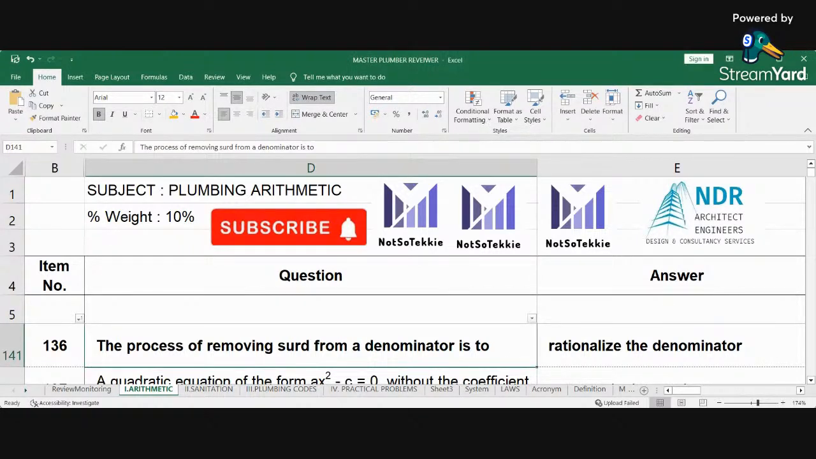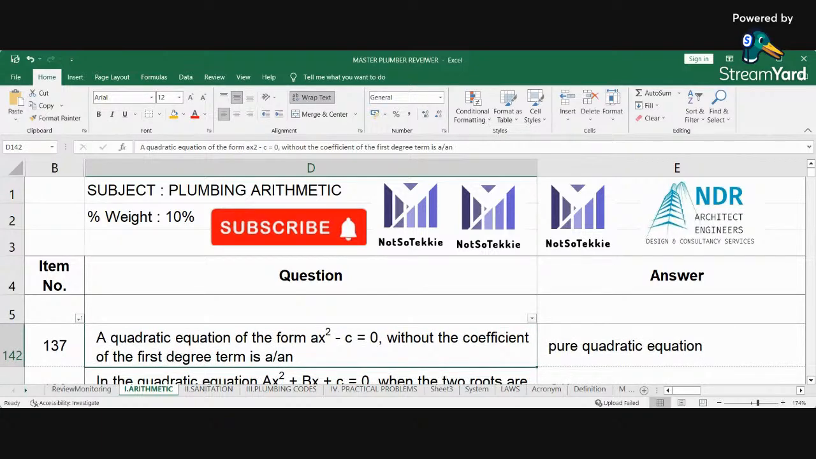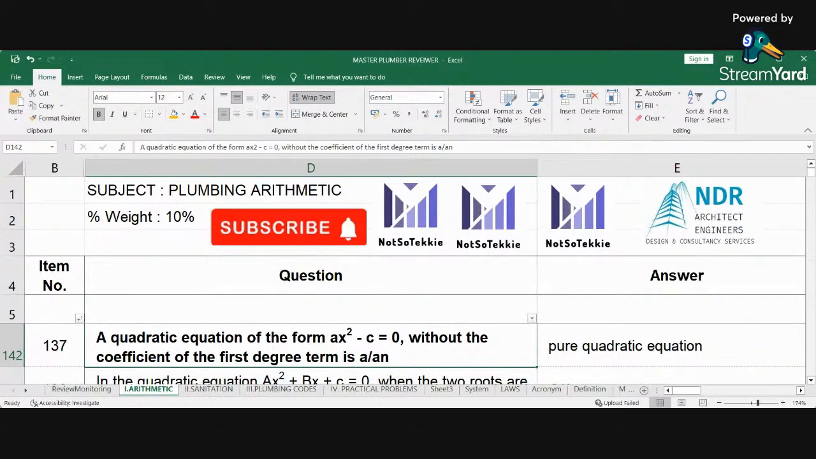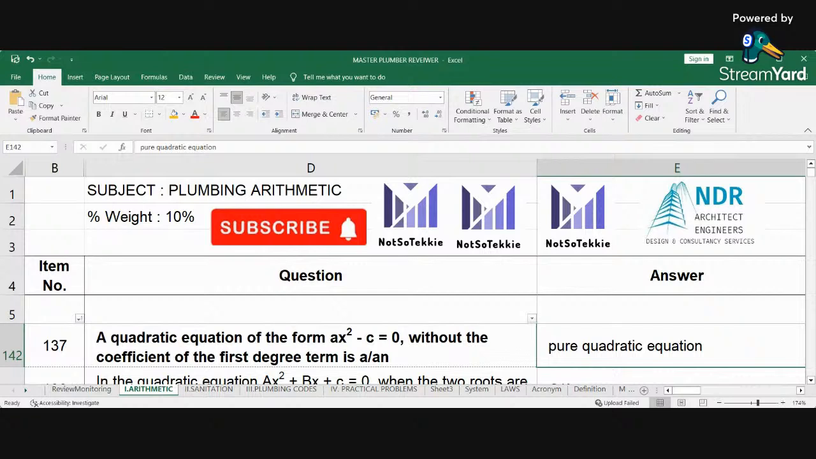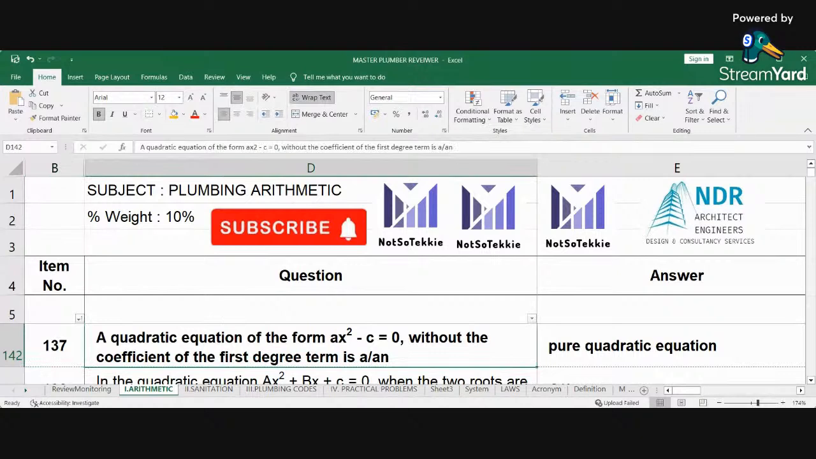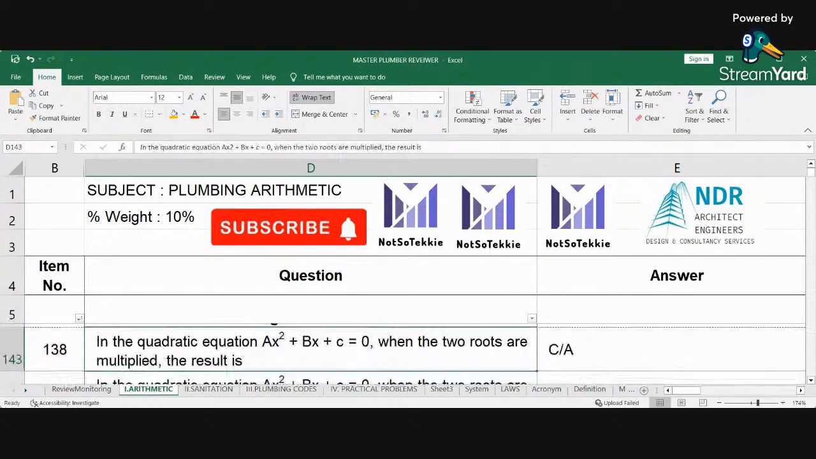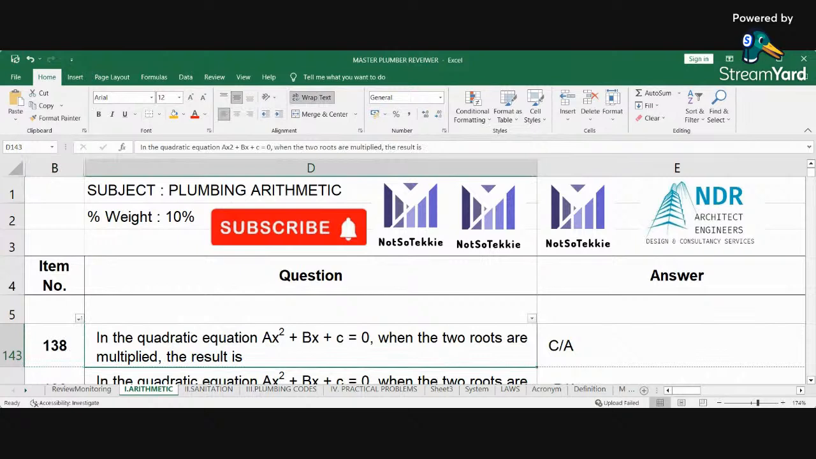137. A quadratic equation of the form ax squared minus c is equal to 0 without the coefficient of the first degree term is called a pure quadratic equation. A quadratic equation with the form ax squared minus c is equal to 0 without the coefficient of the first degree term is a pure quadratic equation.